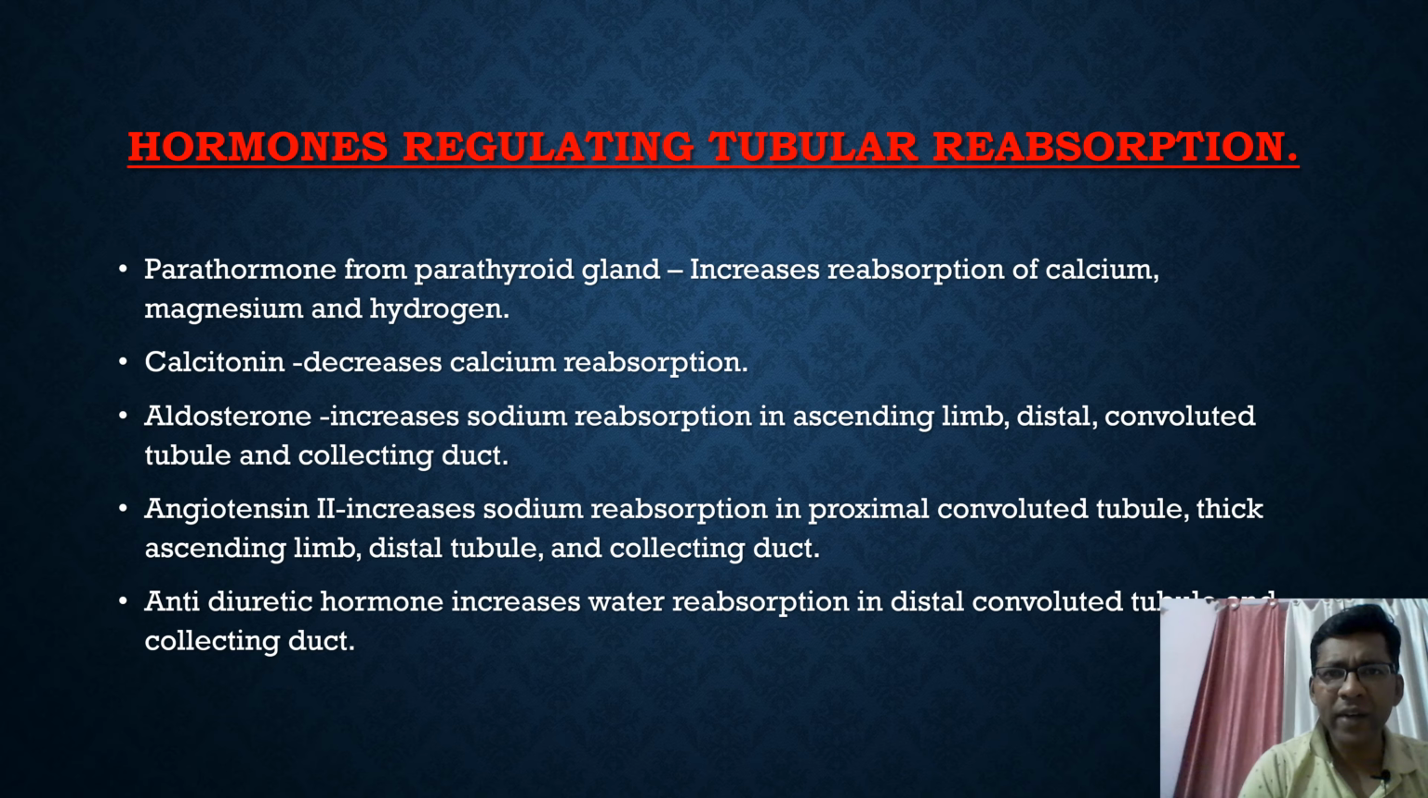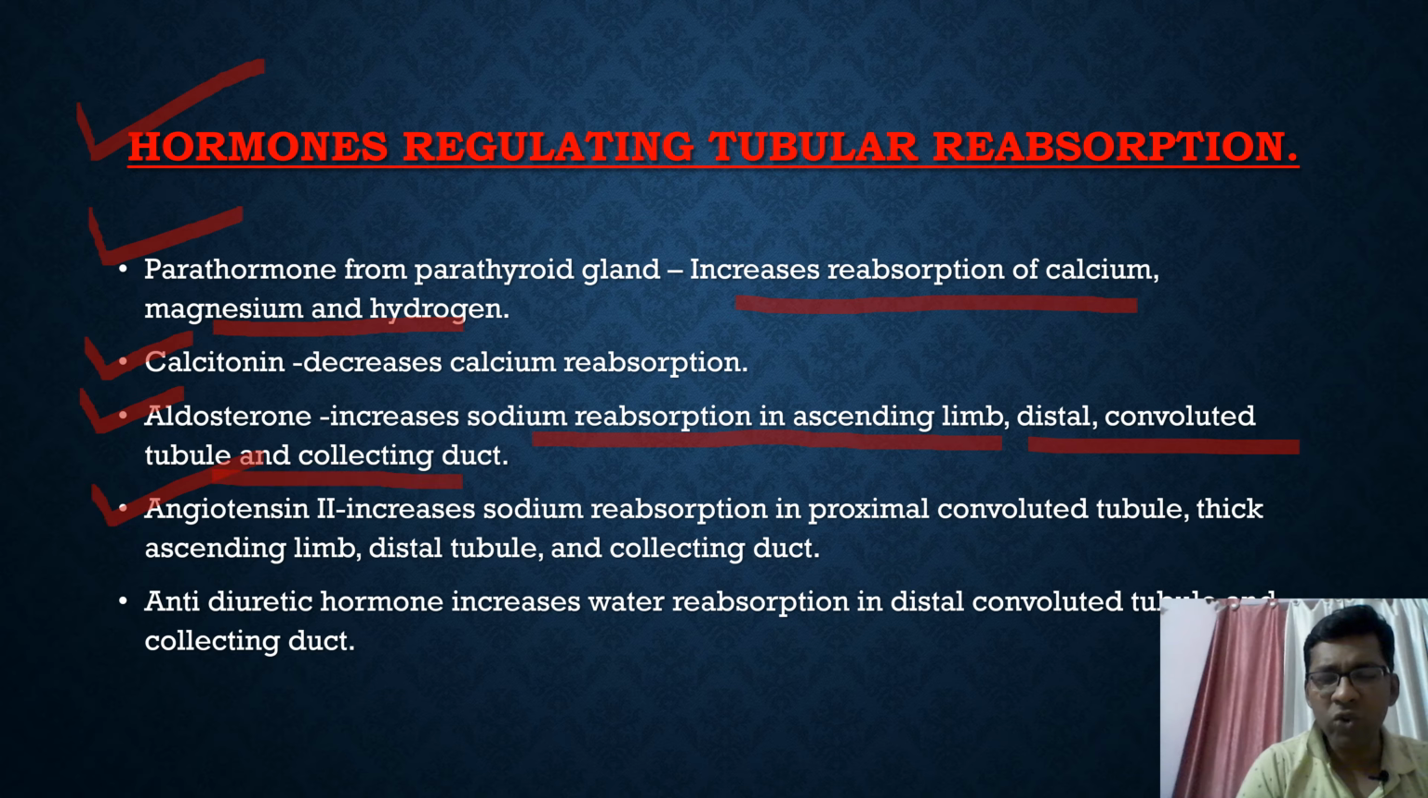Some hormones affect this reabsorption, that is parathormone from the parathyroid gland. It increases reabsorption of calcium, magnesium and hydrogen. Calcitonin decreases calcium reabsorption. Aldosterone increases sodium reabsorption in the ascending limb of the loop of Henle, distal convoluted tubule and collecting duct.